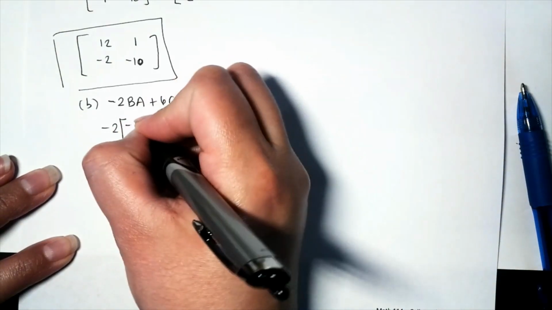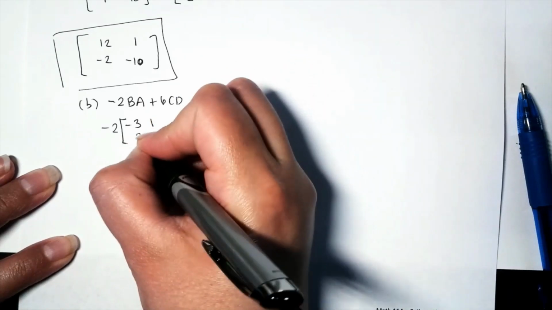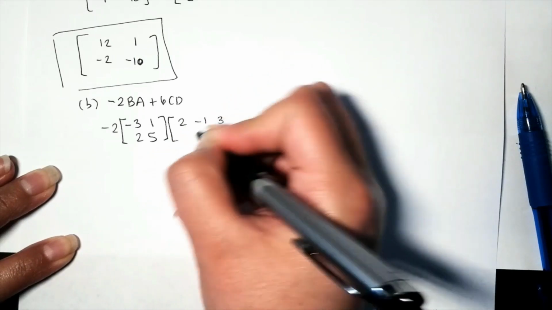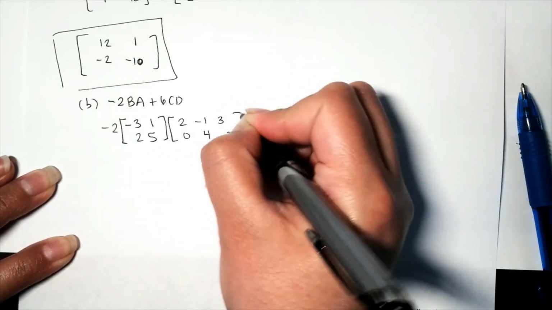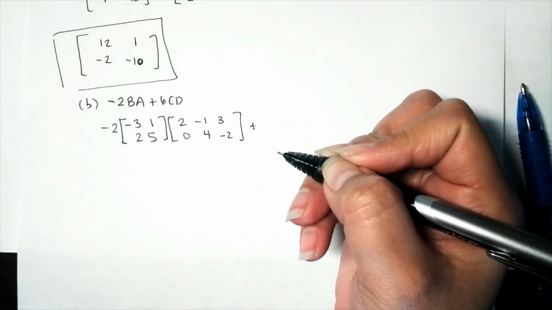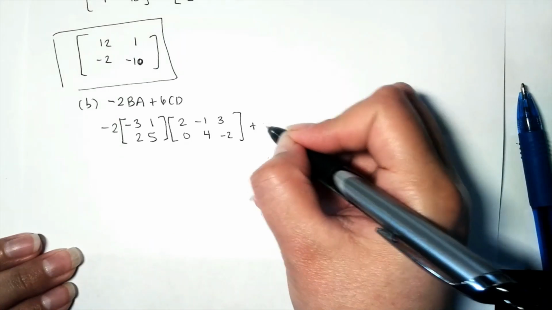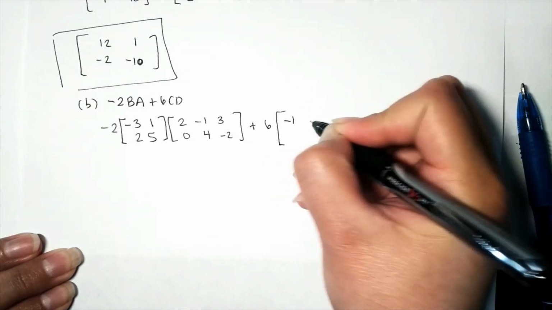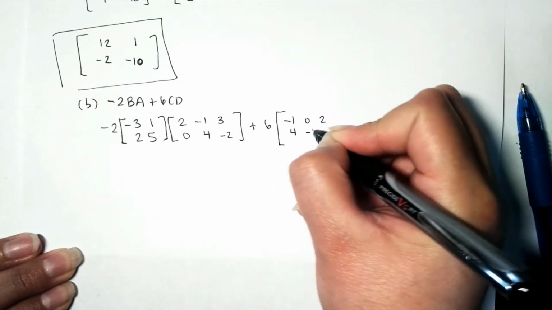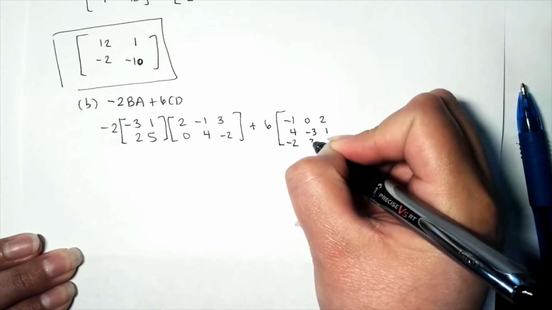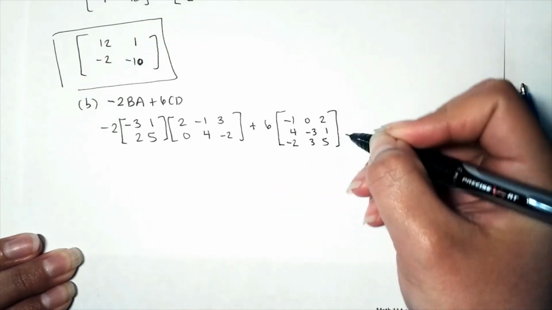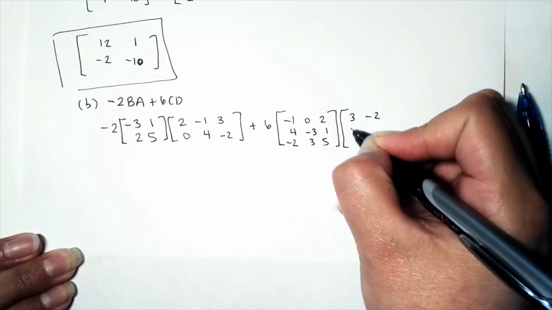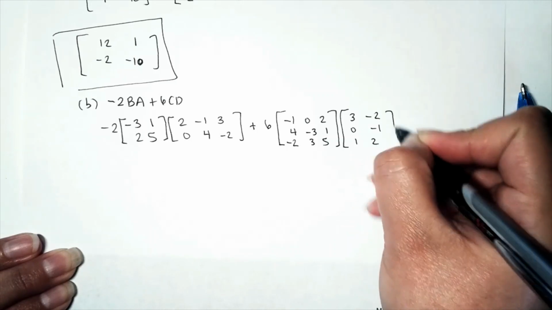So B is negative 3, 1, 2, 5. A is 2, negative 1, 3, 0, 4, negative 2. And we want to add to it 6 times CD. So C is negative 1, 0, 2, 4, negative 3, 1, negative 2, 3, 5. And then D, you're just going to trust me that I'm copying this right: 3, negative 2, 0, negative 1, and 1, 2.